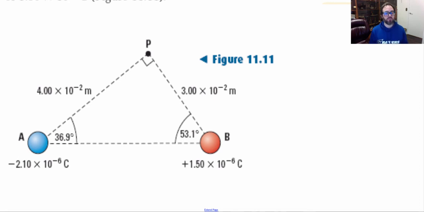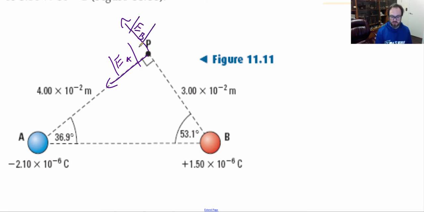Sphere A is negative, so that means the electric field lines are going to be going towards sphere A. So from point P, my field lines are going to be that way. This is going to be my electric field of A. Now if I look at B, they're going to be going this way. And this is going to be my electric field of B because it's positive, so it's going to be going away from everything.